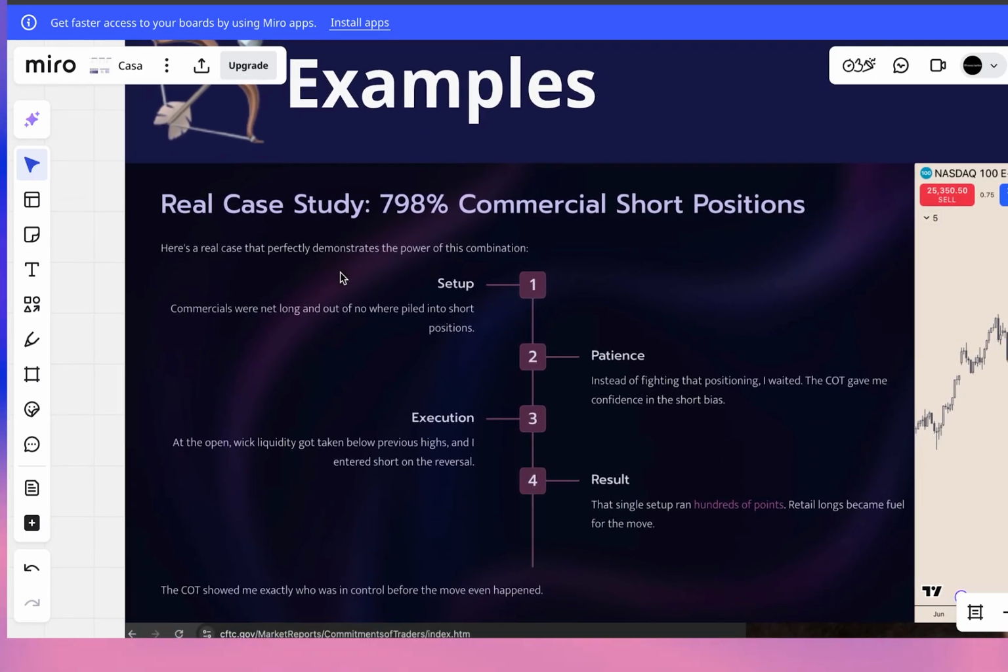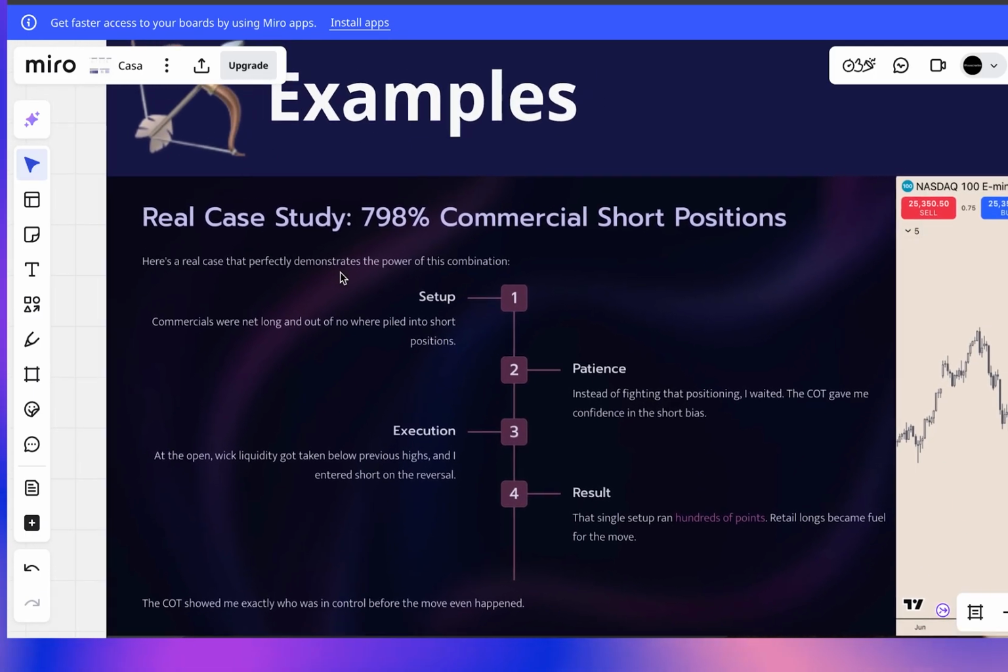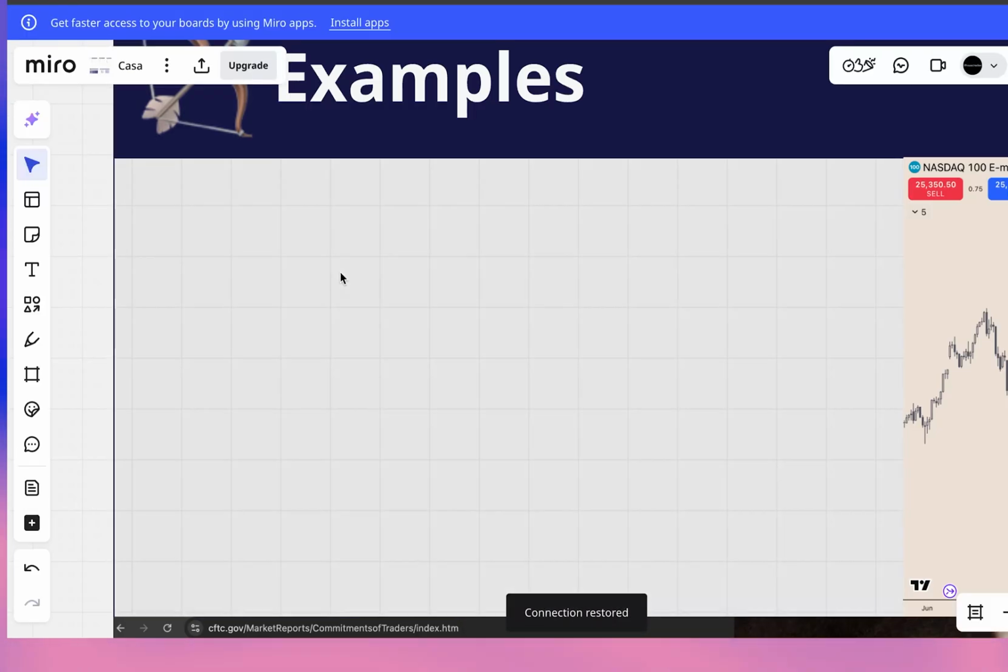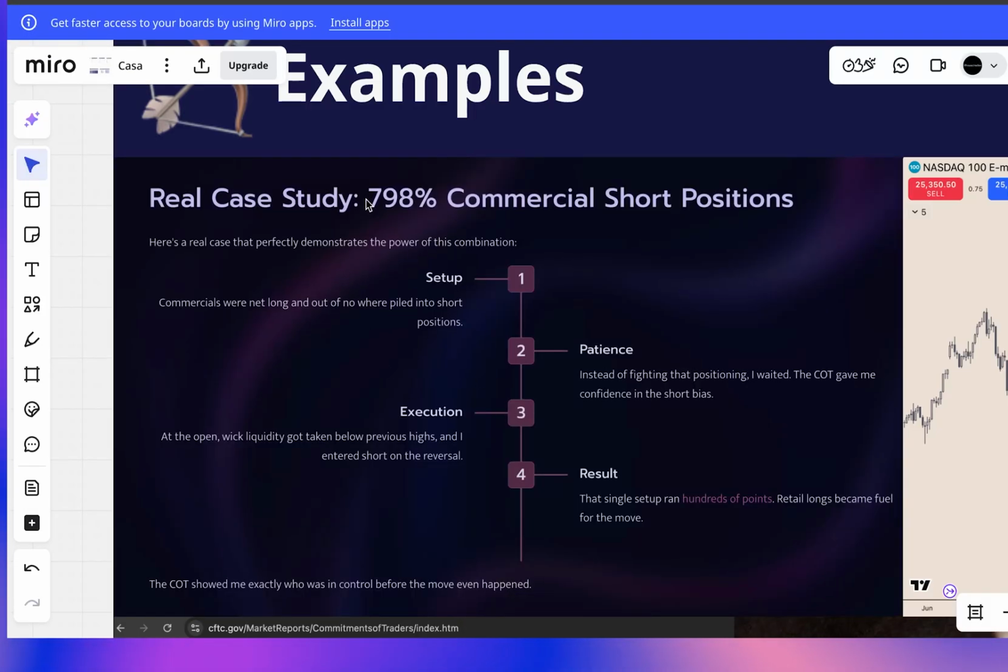So this was a 798% return on short positions that I caught in an option. So this was my setup. Commercials were net long, right? I'm always checking that formula that I've derived from it. And out of nowhere, they just piled into shorts, right?